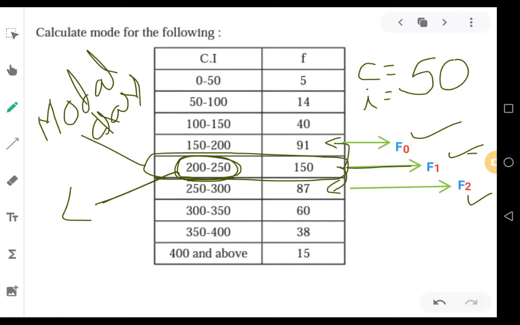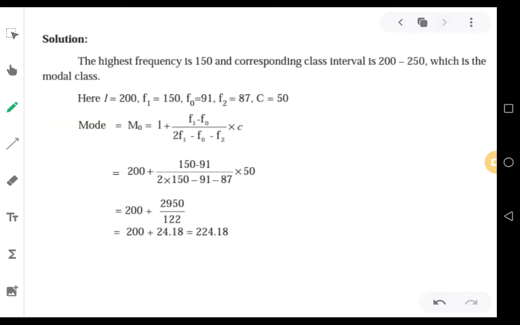Now let us see what we have taken. L is the lower class limit of the modal class. Then C or I is the class width of the modal class. Frequency of the modal class we have taken as F1. The frequency coming before the modal class is taken as F0. The frequency that falls after the modal class is taken as F2. So we got L, C, F0, F1, F2. We will proceed to the calculation of mode now by using the formula.